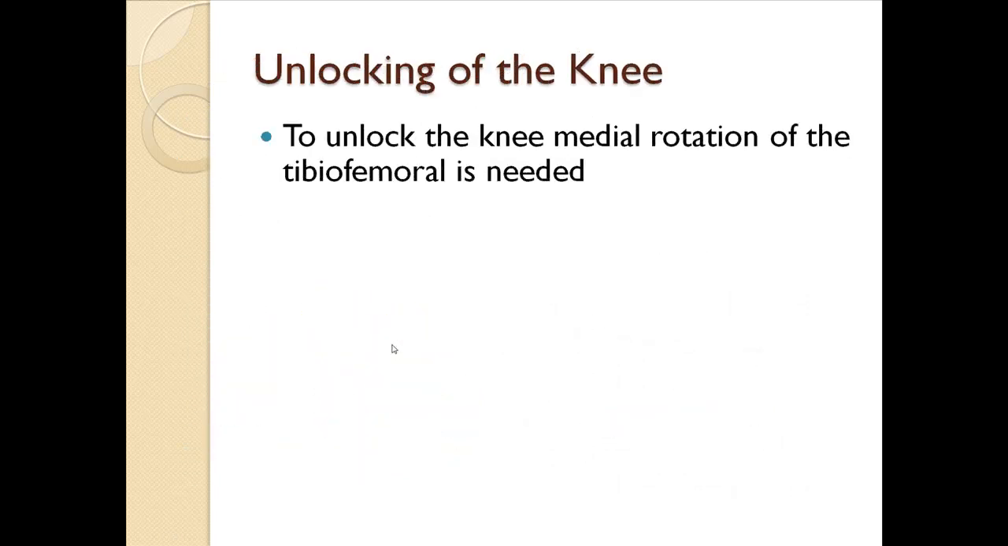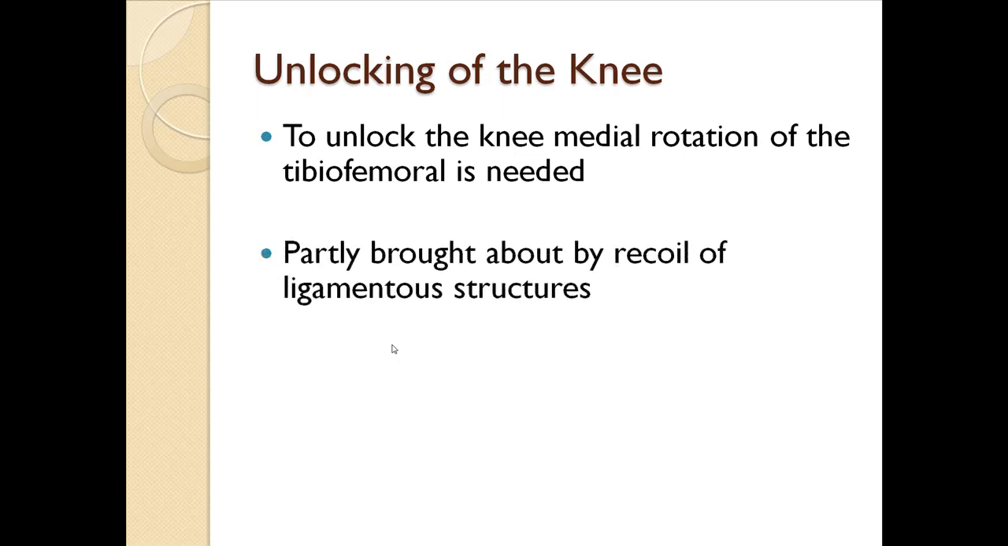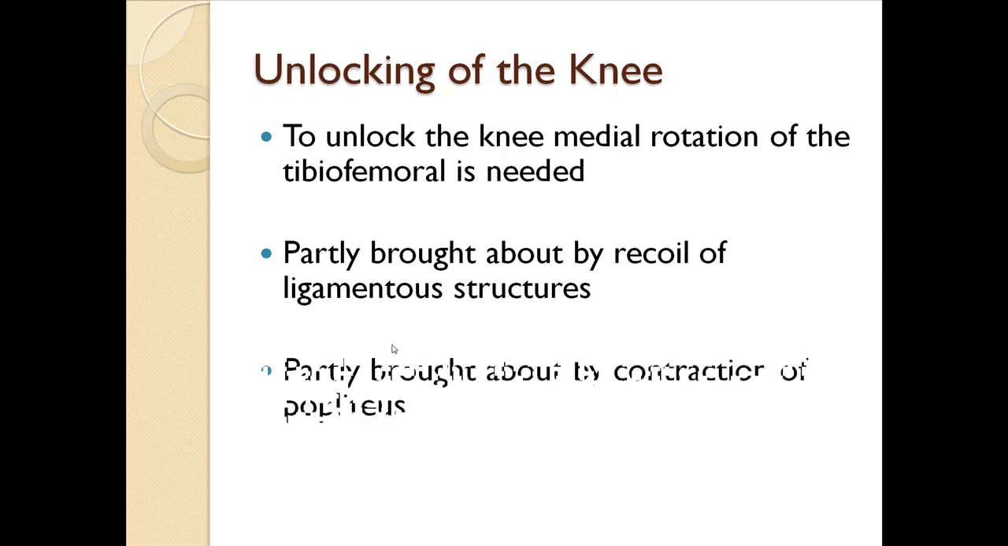In order to unlock the knee, we have to come out of this laterally rotated position of the tibiofemoral joint. This is partly brought about by the recoil of the ligamentous structures and partly brought about by contraction of popliteus. The locked position of the knee is an incredibly stable position. There is a lot of tension on the passive restraints, there is tension in the muscular restraints, and there's a lot of compression between the articular surfaces. It's a very stable position of the knee joint itself.